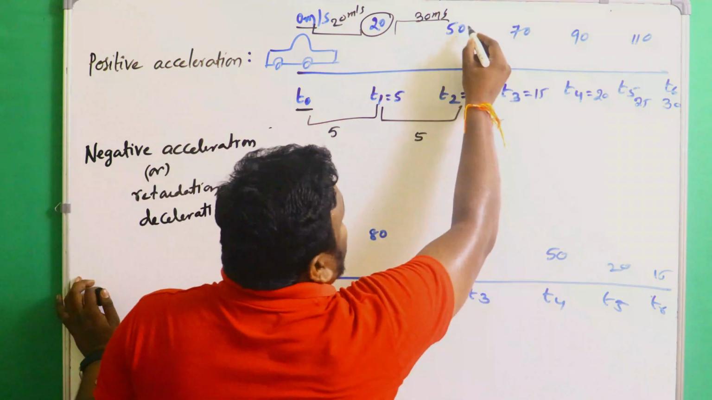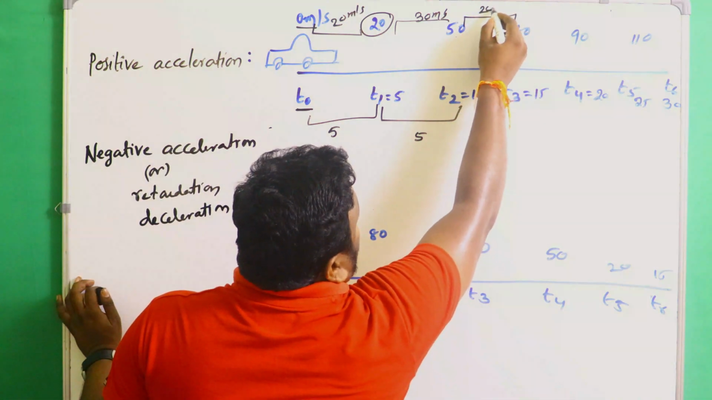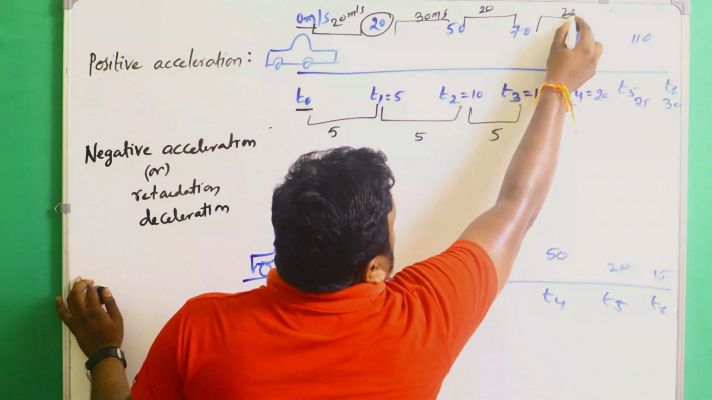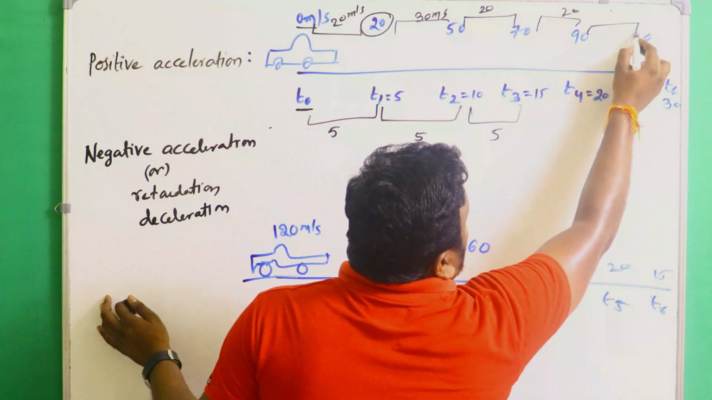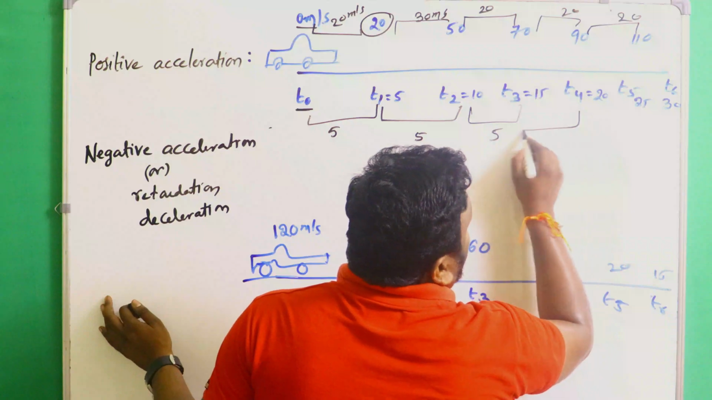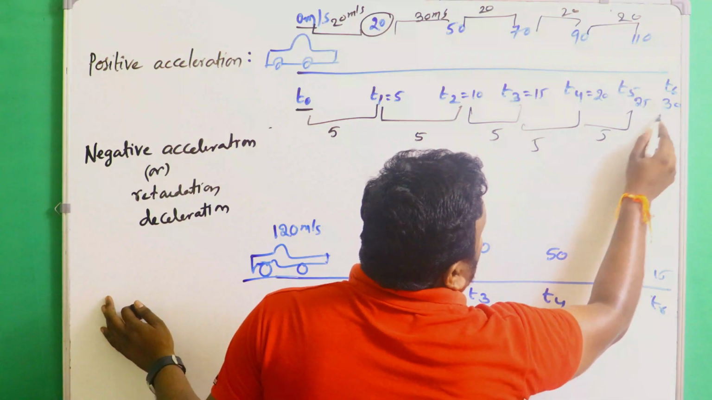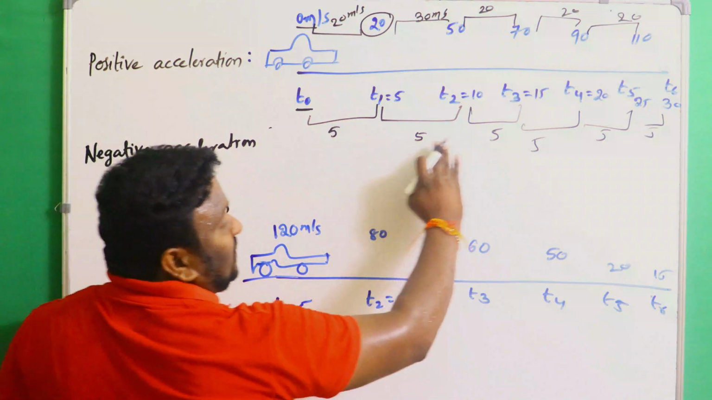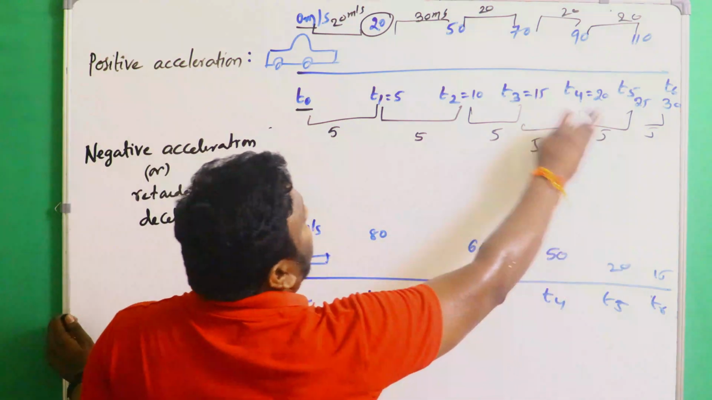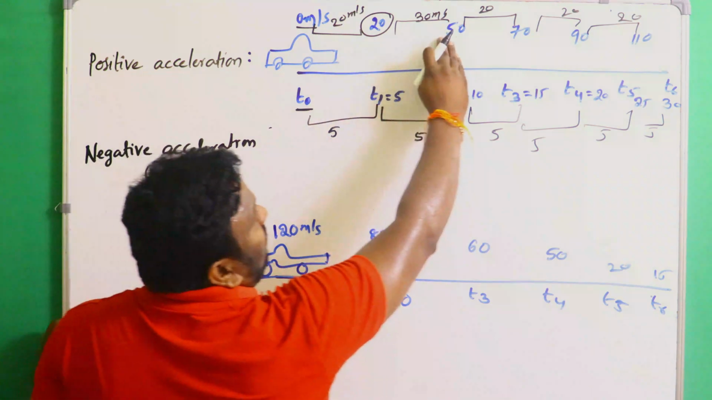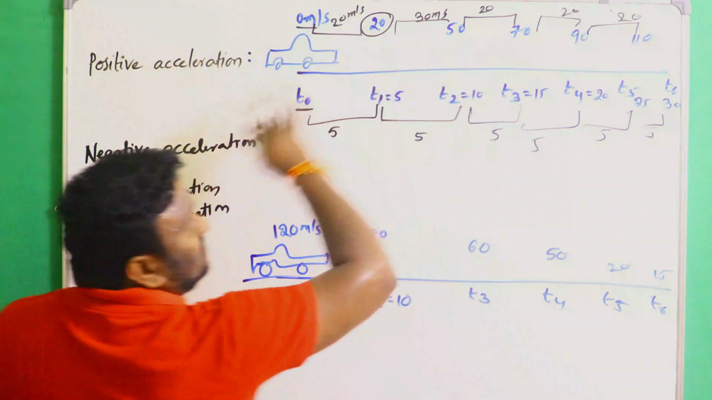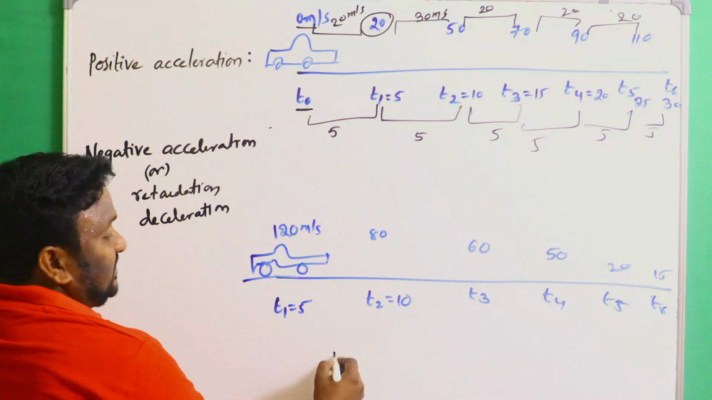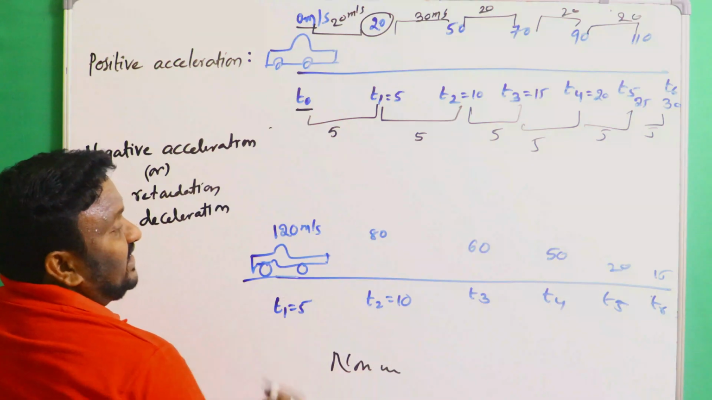Clear? So again, 70 minus 50, 20. Here it is again 5. 90 minus 70, 20. Again here 110 minus 90, 20. And here 5, 5, 5. At every interval, what is it? Equal intervals of time, but here unequal changes in velocities. That's why it is, what you have to say, non-uniform acceleration.